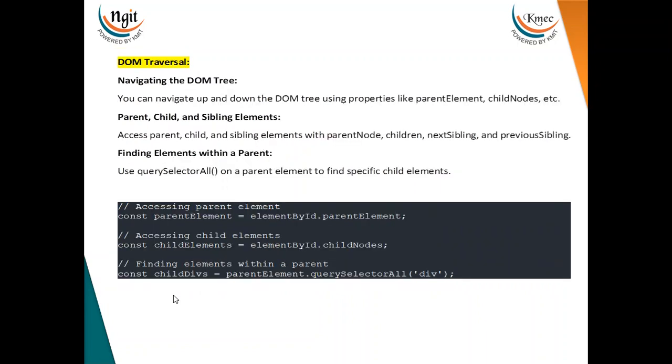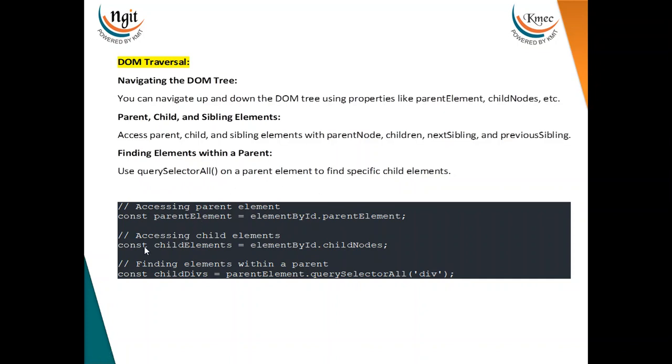Please go through that. DOM traversal: for traversing through the DOM, we navigate the DOM tree using properties like parentElement, childNodes, etc. We can have parent, child, and sibling elements, accessed with parentNode, childNodes, nextSibling, and previousSibling also. Finding elements within a parent: you can use querySelectorAll on a parent element to find specific child elements.